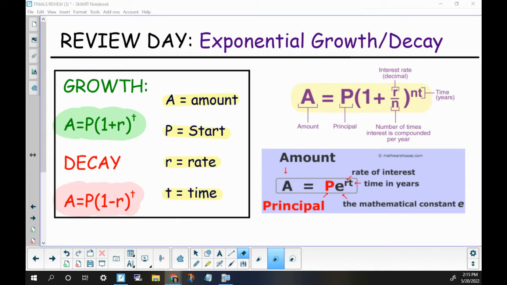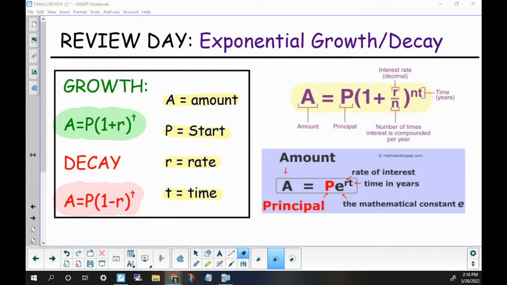You got A equals P, 1 plus R to the power of T. And then what's the difference between growth and decay? One growing, one not. That is true. One's growing and one is not growing. What else? What's the difference between the formulas? The minus sign. Growing is plus, decay is minus.